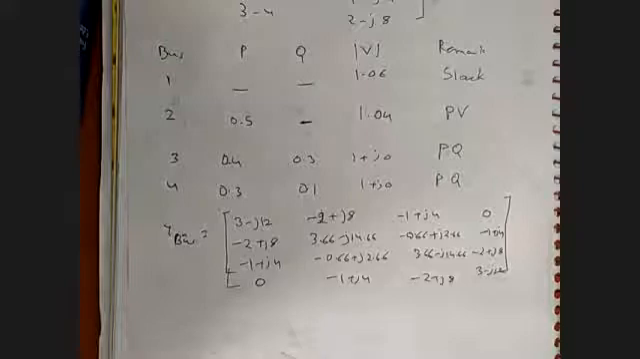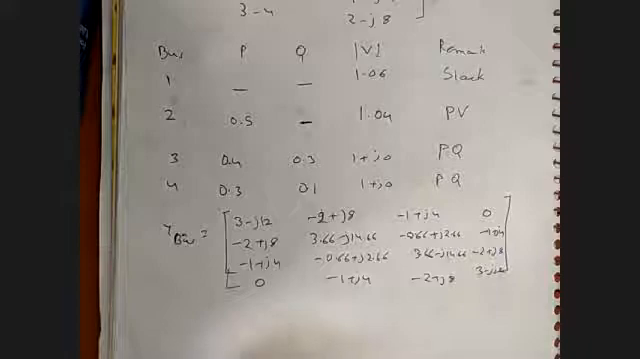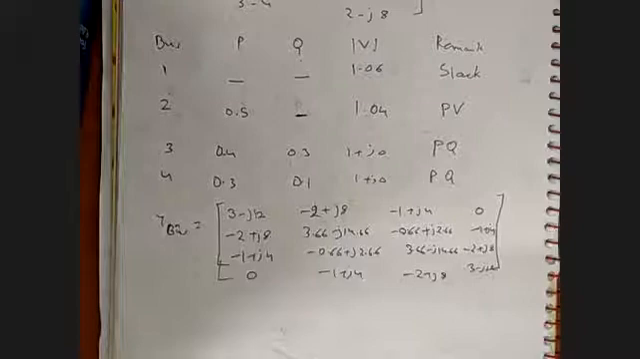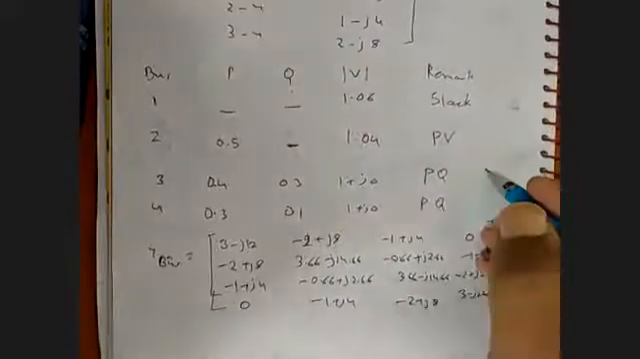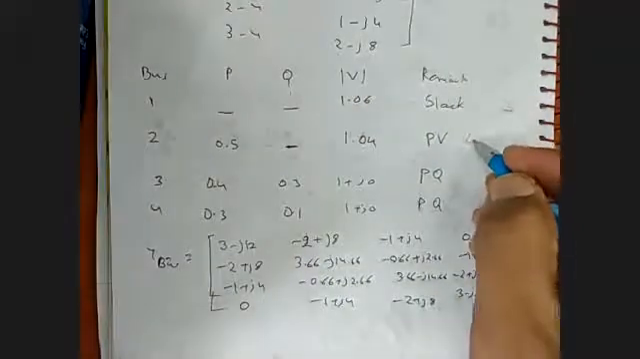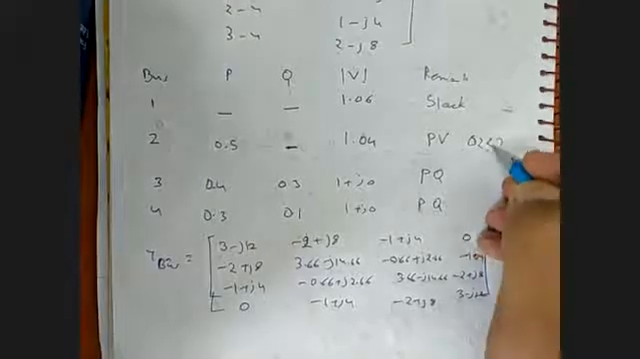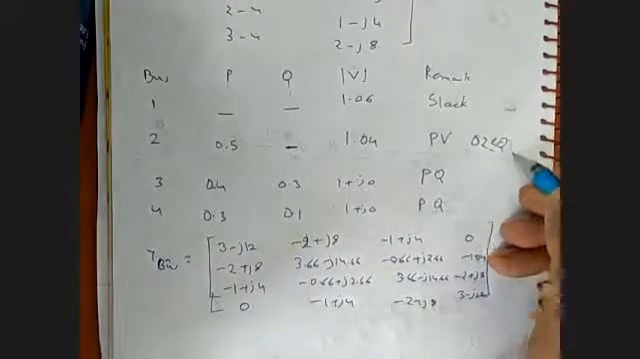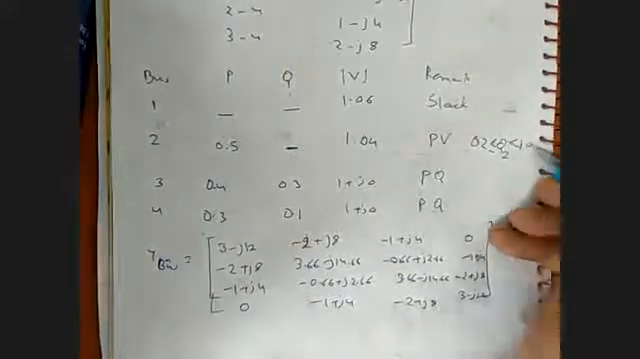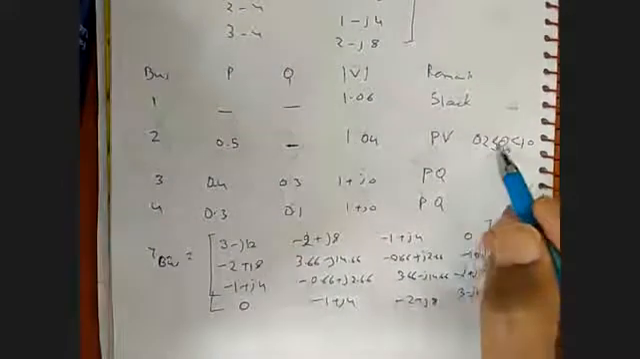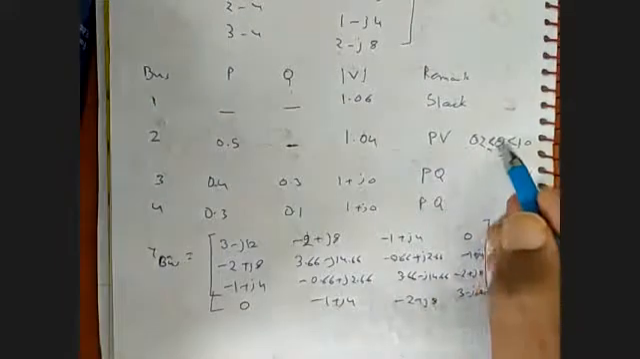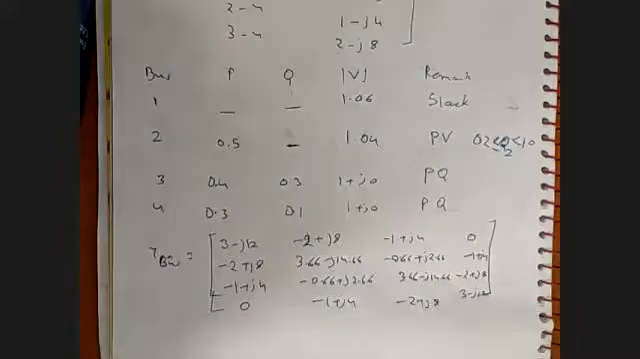So now it is given that bus number 2 is considered as PV bus, and it is also specified that the Q will be between 0.2 to 1. It is already specified that the reactive power at bus 2 cannot be less than 0.2 and cannot be more than 1.